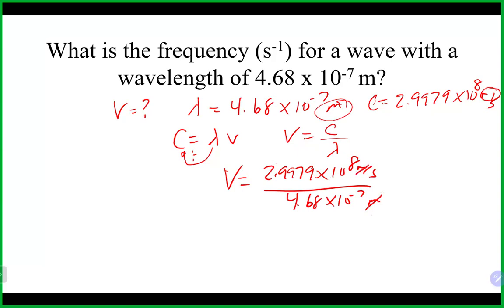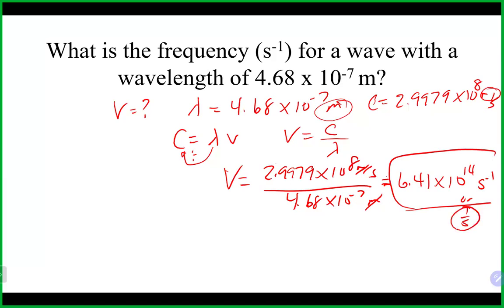The meters will cancel. That is going to leave us reciprocal seconds. We definitely want to make sure we use our exponent button in this case, and we will end up with 6.41 times 10 to the 14. And this is reciprocal seconds, basically 1 over seconds, right? Is our units in this case, right? Question on that calculation there? All right, so definitely make sure exponent button when you're punching these guys in.